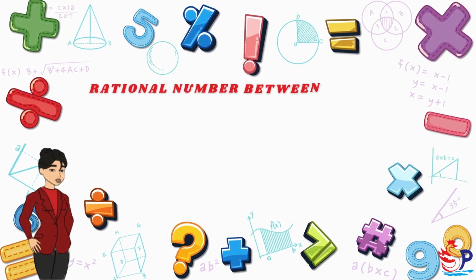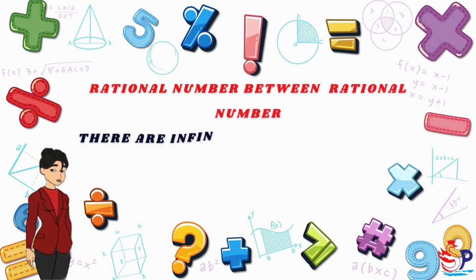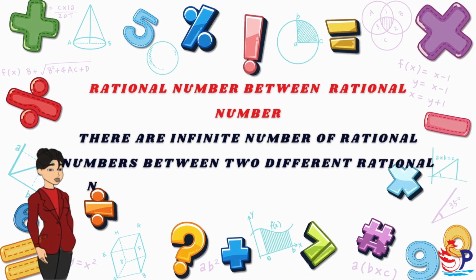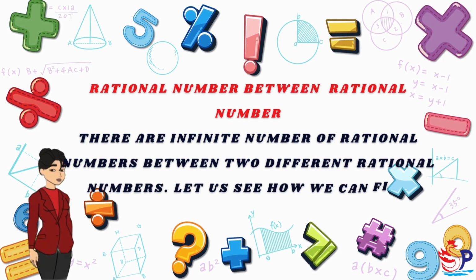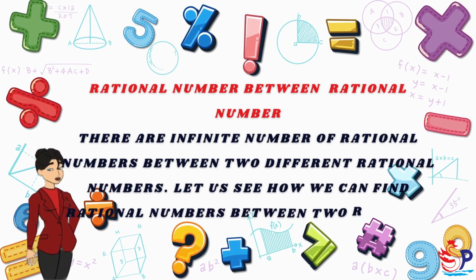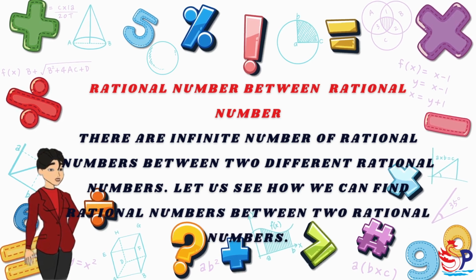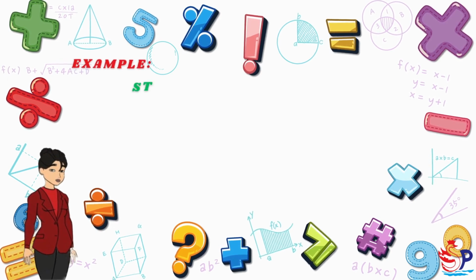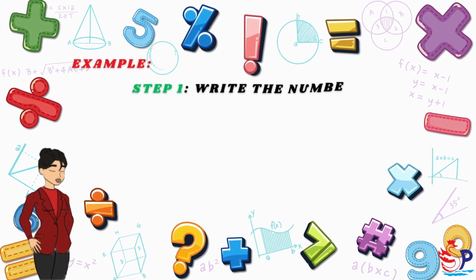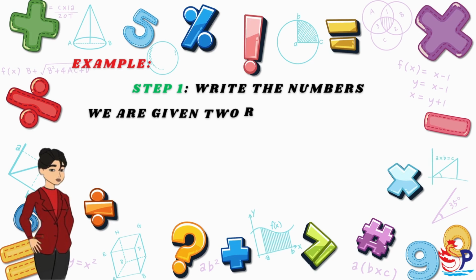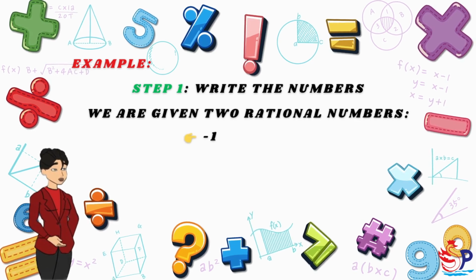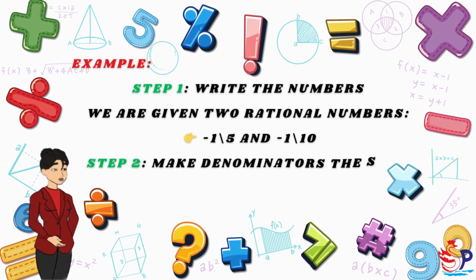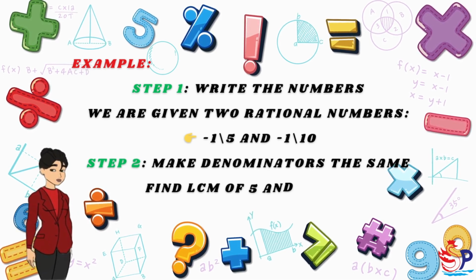Rational numbers between rational numbers. There are an infinite number of rational numbers between two different rational numbers. Let us see how we can find rational numbers between two rational numbers. Example. Step 1. Write the numbers. We are given two rational numbers, minus 1 by 5 and minus 1 by 10.